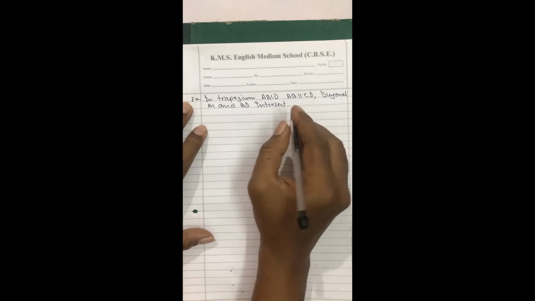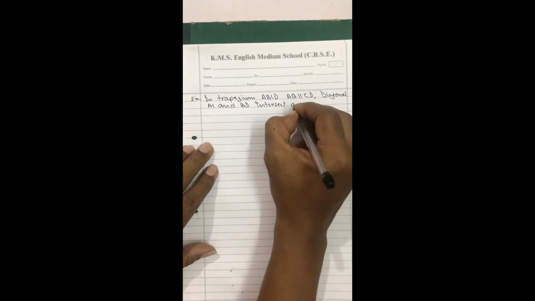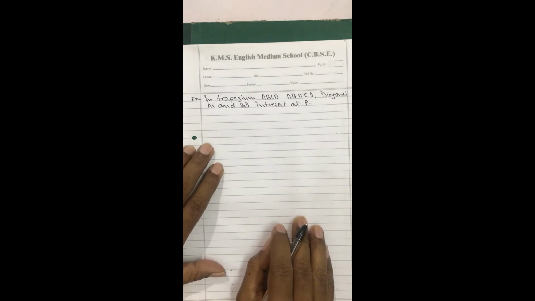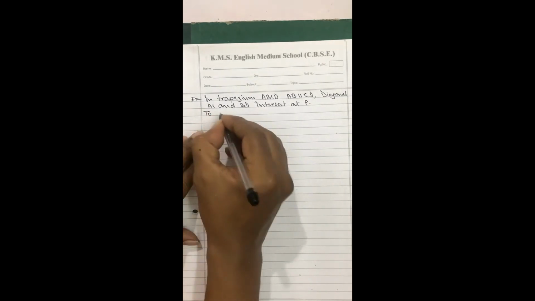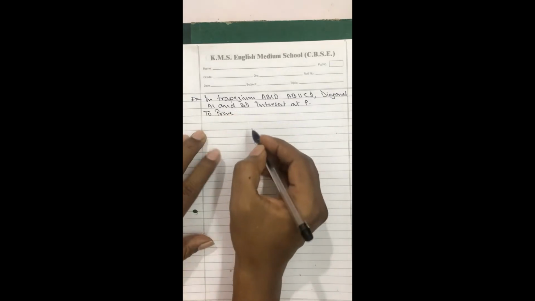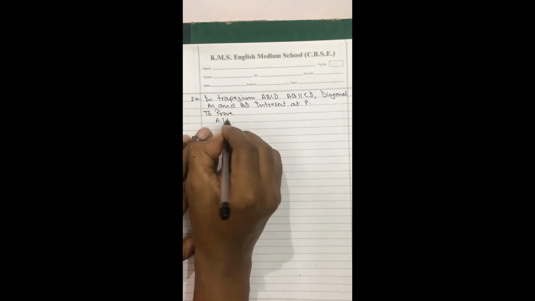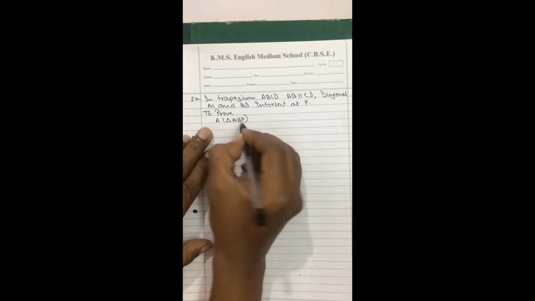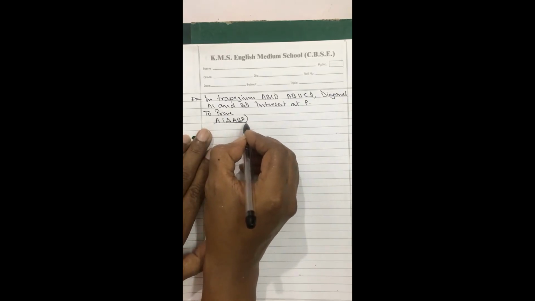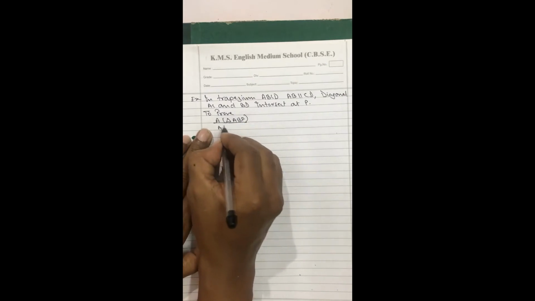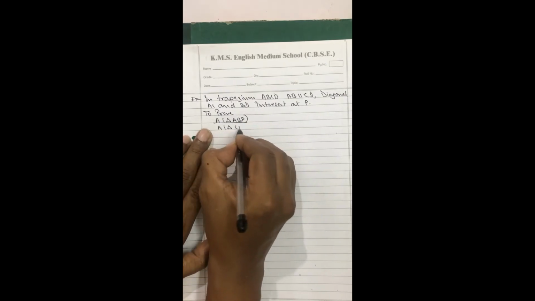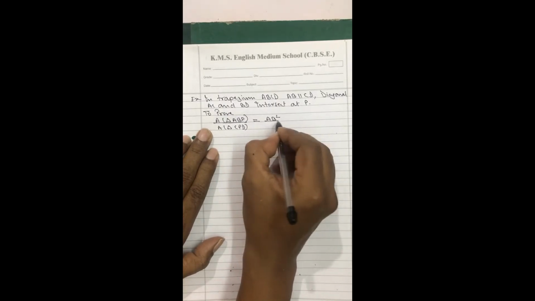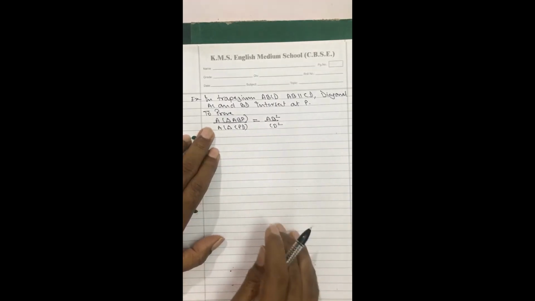Where do they intersect? At P. Fine. You have to prove that area of triangle ABP upon area of triangle CPD is equal to AB square upon CD square.